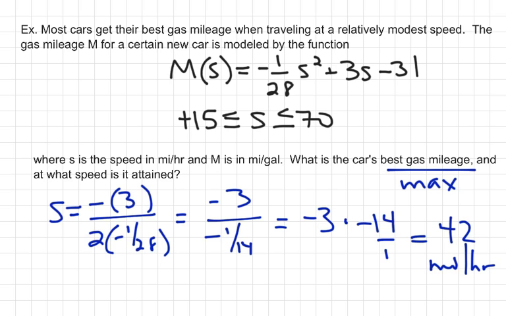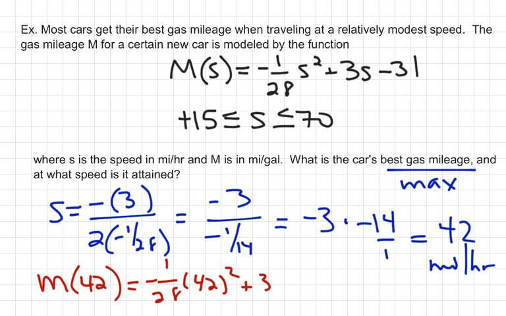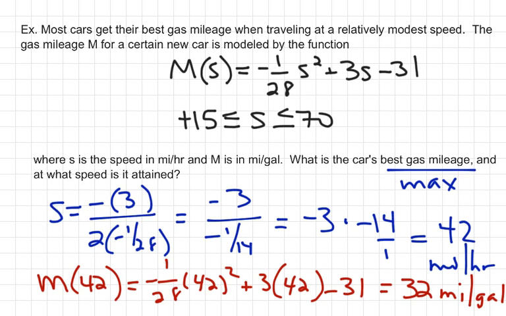To find the best mileage, you're going to plug 42 back into the mileage equation. So negative 1 over 28 times 42 squared plus 3 times 42 minus 31. And I'm just going to plug that into my calculator to find out the answer is 32 miles per gallon. So in order to get the best gas mileage out of my new car, it's best for me to drive 42 miles per hour, and I'll get 32 miles per gallon.